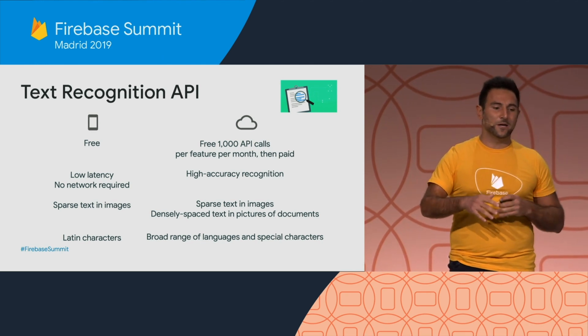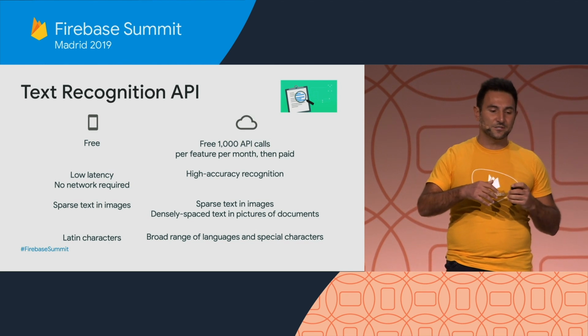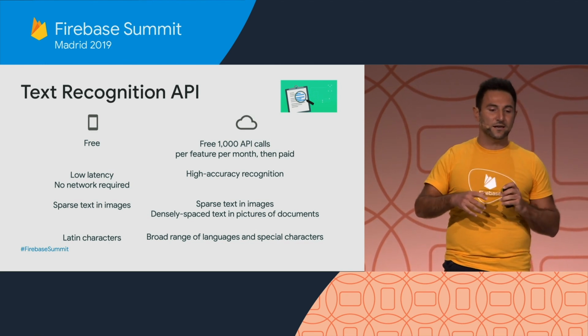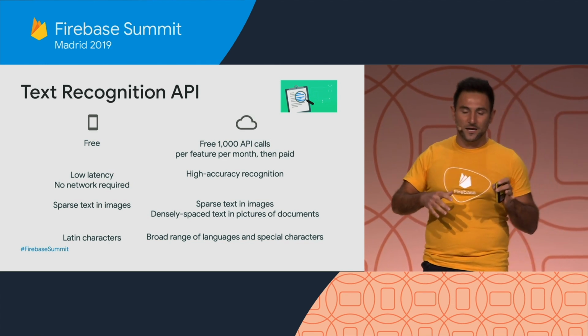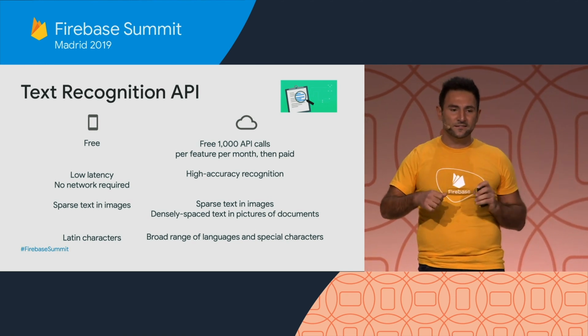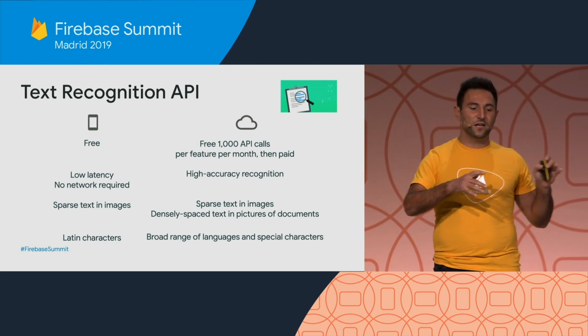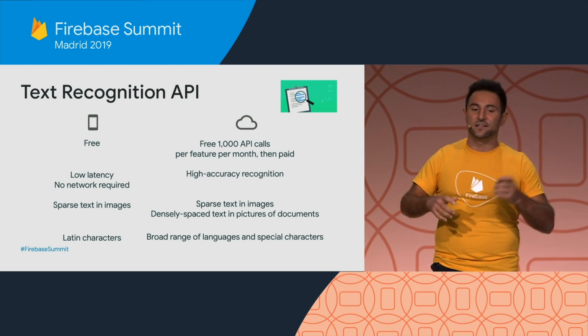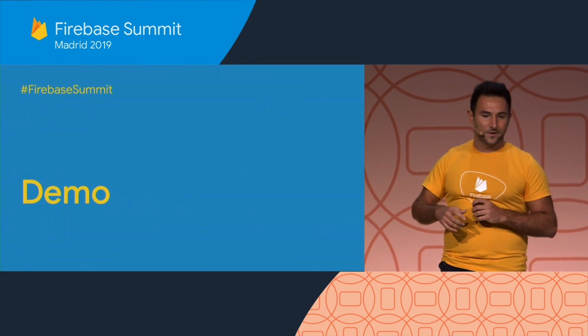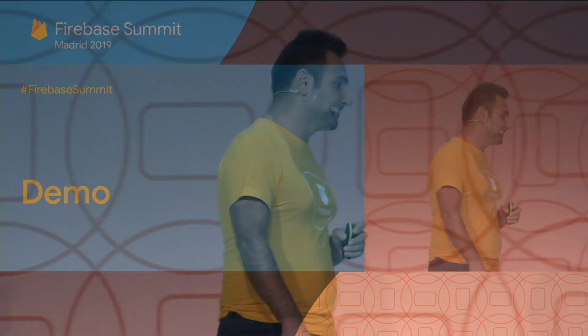The on-device API is good for sparse text and images. It can recognize Latin characters, while the cloud API also works with densely spaced text, and it recognizes a broad range of languages and special characters. I would like to go for a demo.